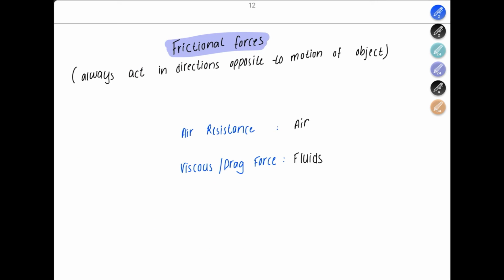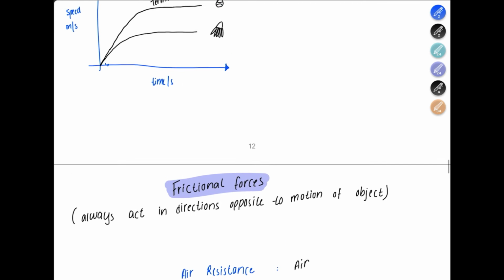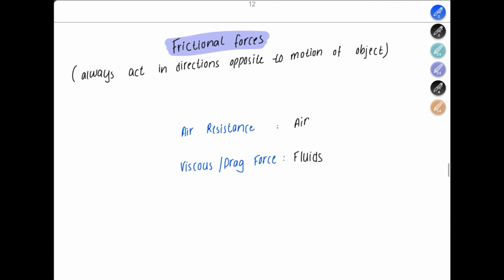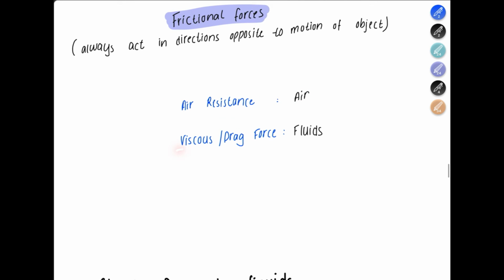Now, we know that frictional forces are basically forces which act in a direction opposite to the motion of an object. They oppose the movement of an object. Now, for air, this is known as air resistance, right? So in air, we can say air resistance. But a more general term for that is viscous or drag force. This is the frictional force that acts in fluids. Now, fluids involve both air as well as liquid.